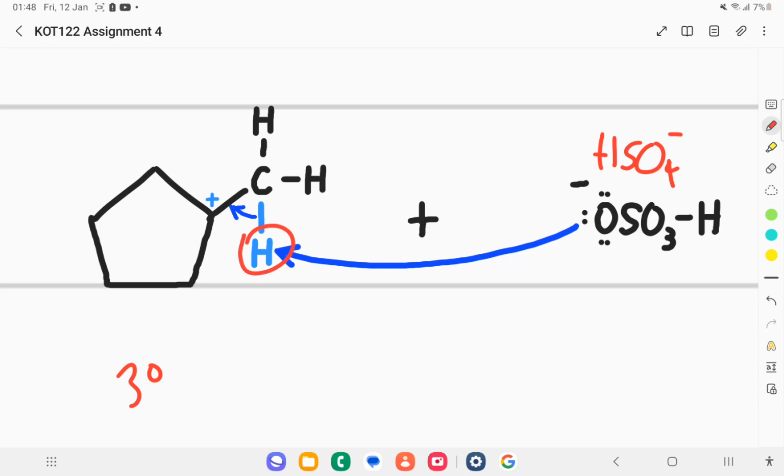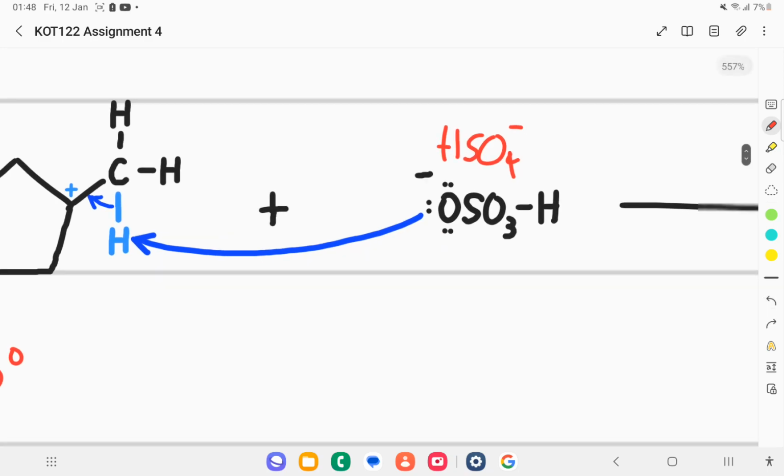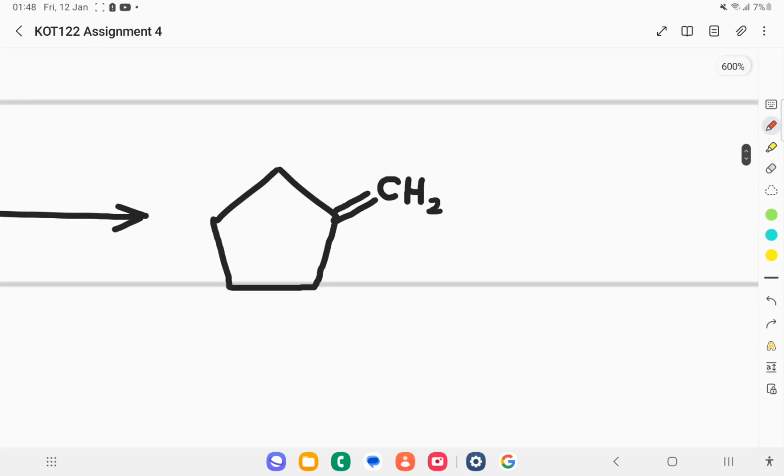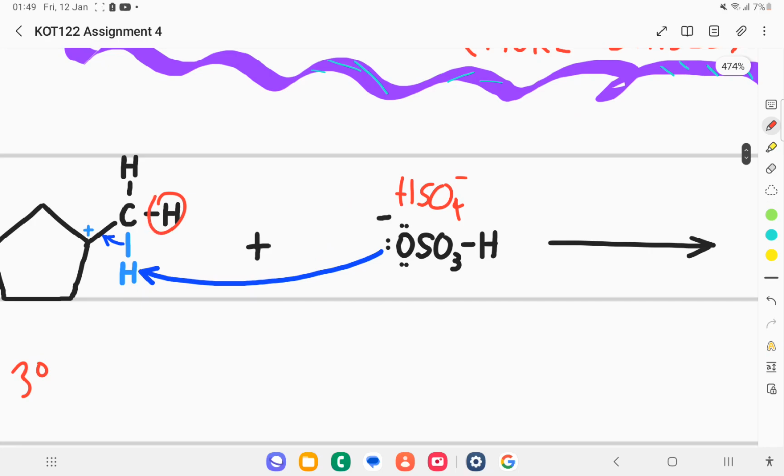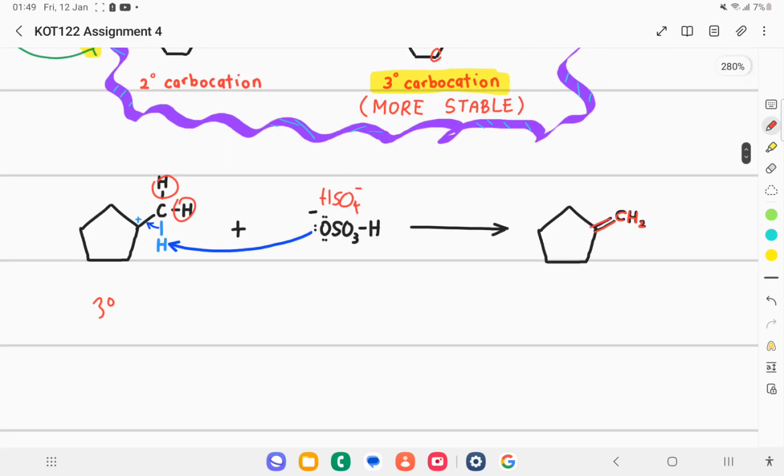So it will form the bond, and then the bond between carbon and hydrogen undergoes heterolysis or is broken, and then the bond electrons transfer to here, forming a carbon-carbon double bond. So this is the final product, or the third product. The double bond will form here, and then the CH2. So you can see all the things.